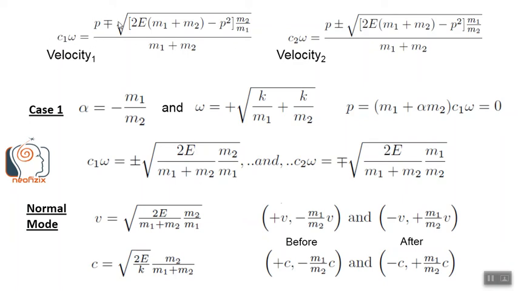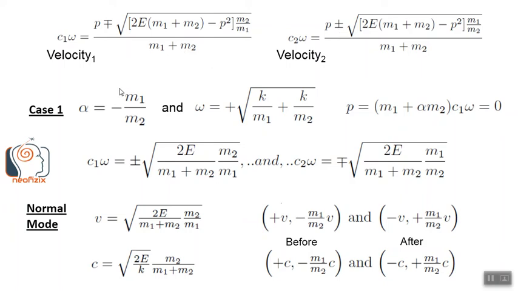and velocity 2 is the velocity of the second mass. The positive and negative solutions of velocity 1 are the before and after velocities of mass 1 during an elastic collision. And the positive and negative solutions of velocity 2 are the before and after velocities of mass 2 during the elastic collision. In an elastic collision, net energy and net momentum of the system are not restricted in any way. Energy and momentum can be any values, but in the normal mode solution, only zero linear momentum value is allowed.